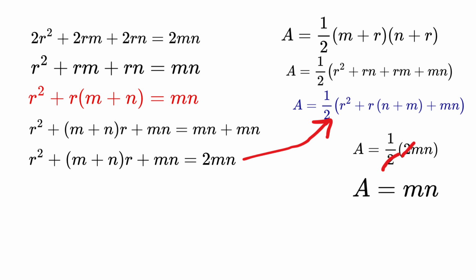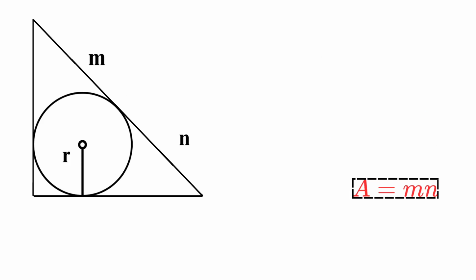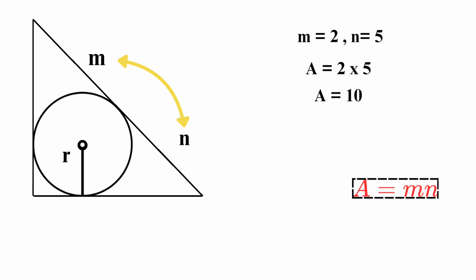This is the key insight. We do not need to find the sides or the radius at all. The area is simply the product of the two tangent segments. Now, applying this trick to our problem with m equal to 2 and n equal to 5, we find the area to be 2 multiplied by 5 equals 10 square units. And that is our required result.